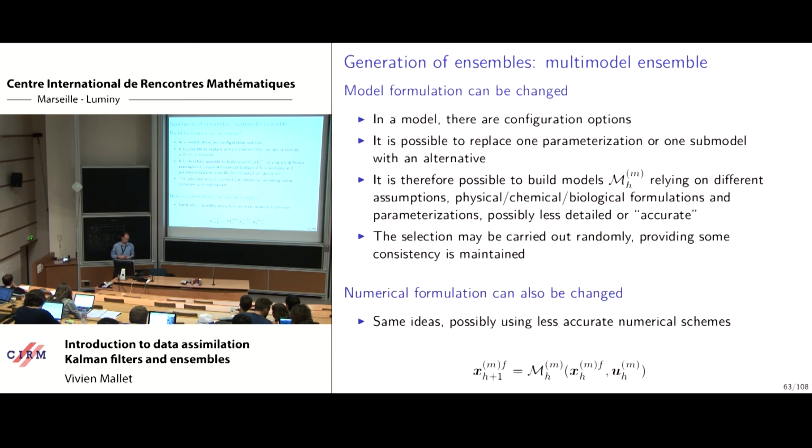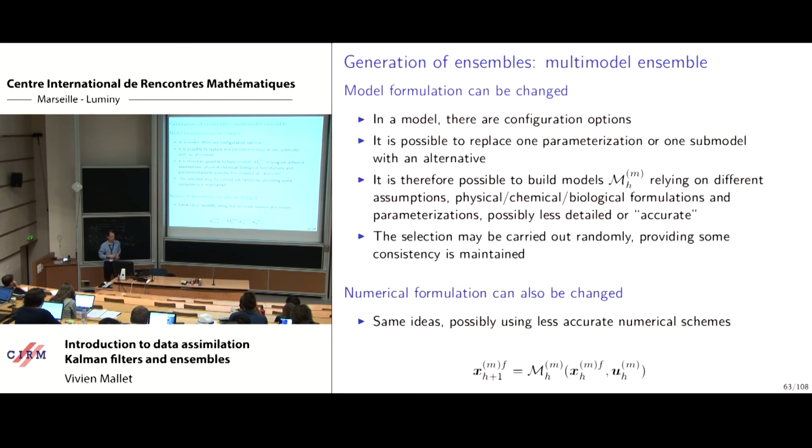So what I've been doing, for instance, and you could do, is list all the options you have for constructing a model, and then you try to change them, even possibly randomly. And then it's going to generate different kinds of models. You can also change the numerical formulation, the numerical solver as well, okay?